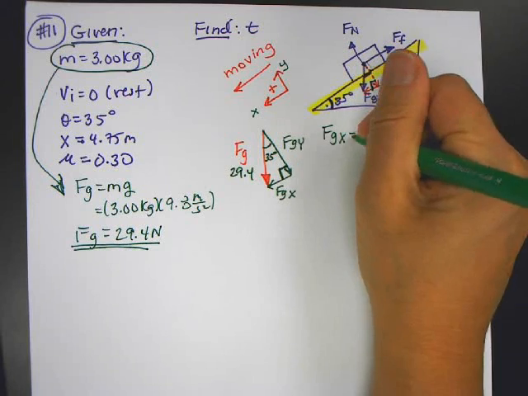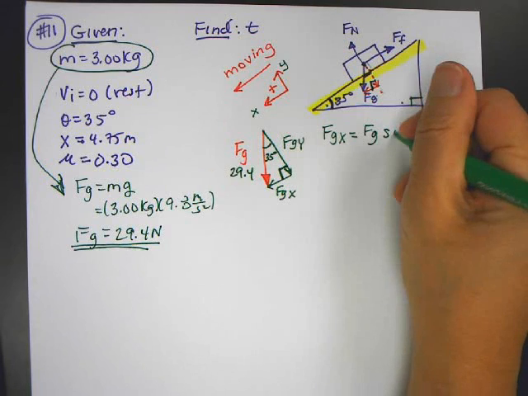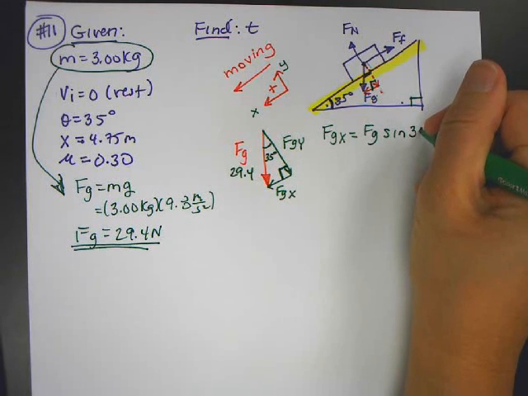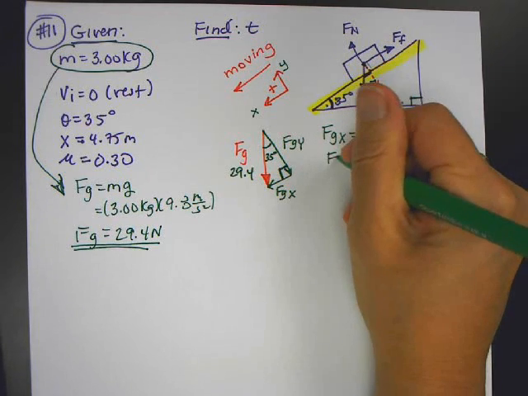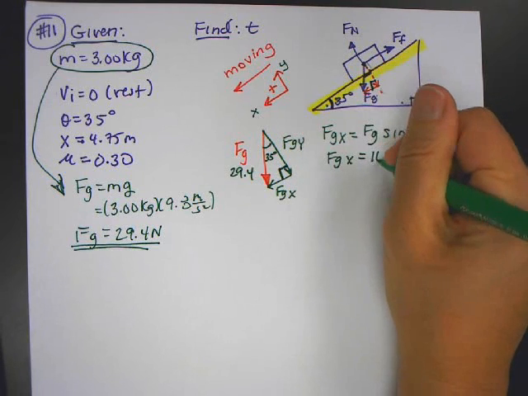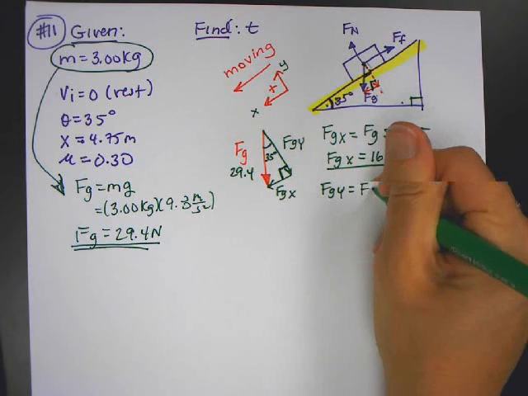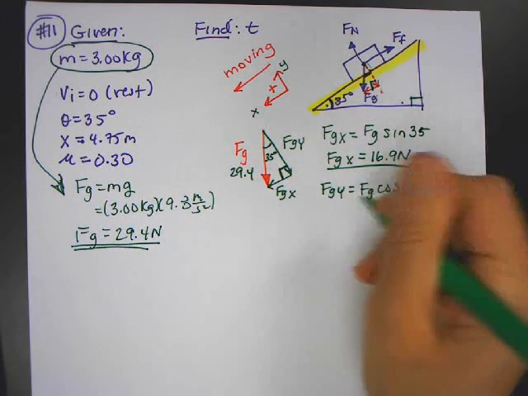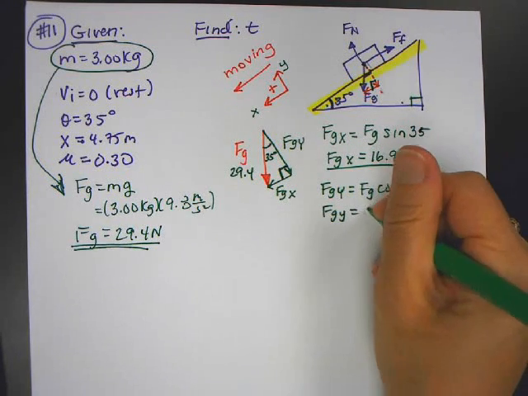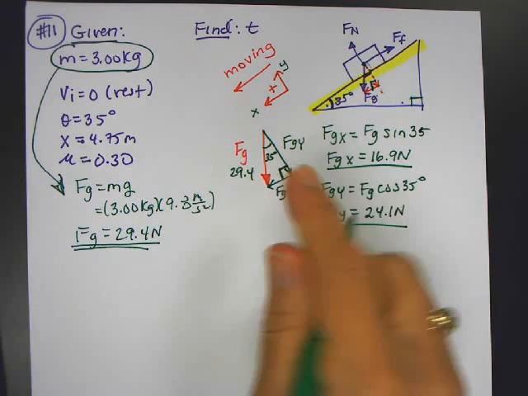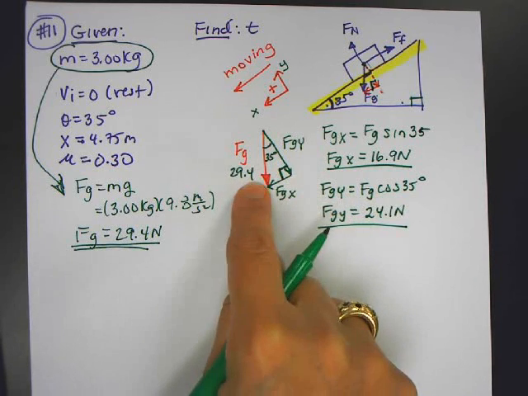So FGX, if I look at this triangle, is going to be FG times the sine of 35 degrees. So FGX comes out to be 16.9 newtons. And then FGY is going to be FG cosine of 35 degrees. So FGY is equal to 24.1. Now remember, these two components replace this. So these two added head to tail are equivalent to that.